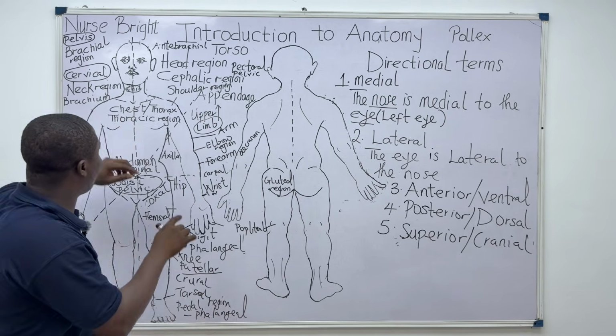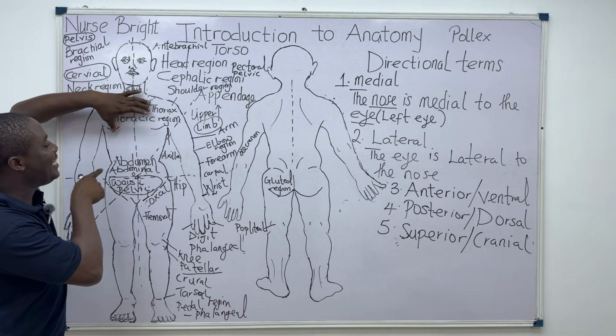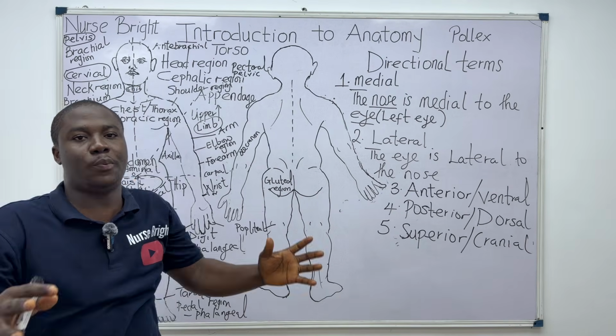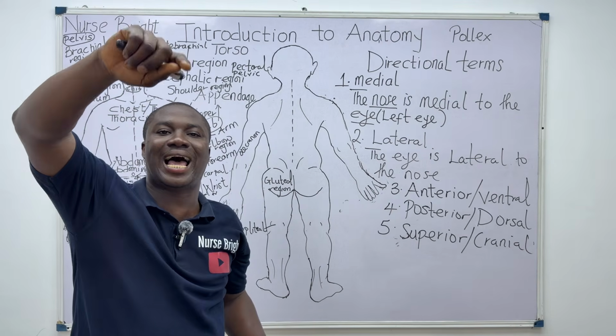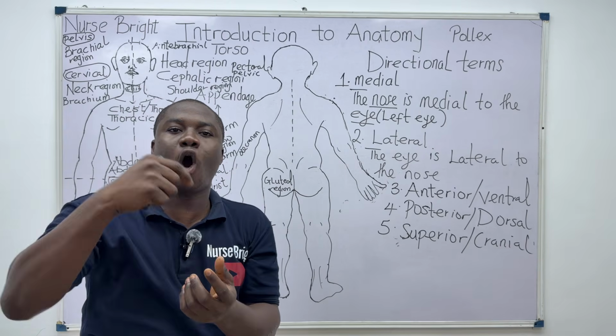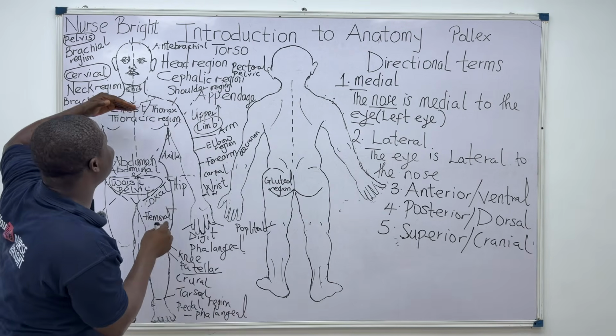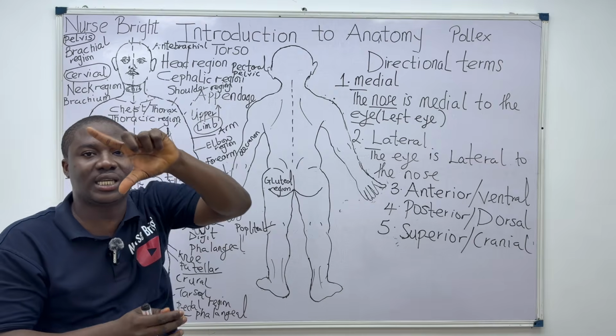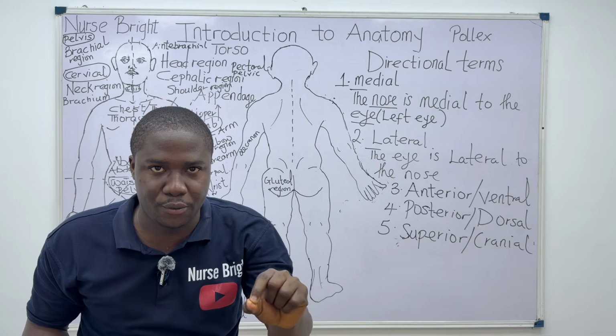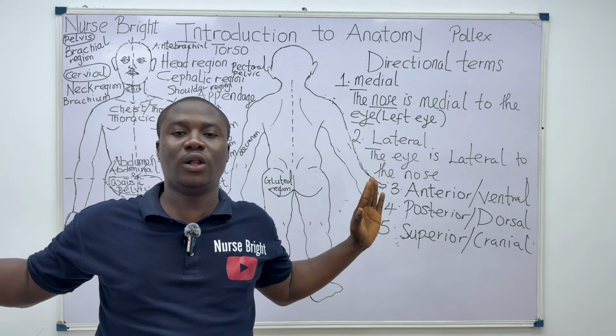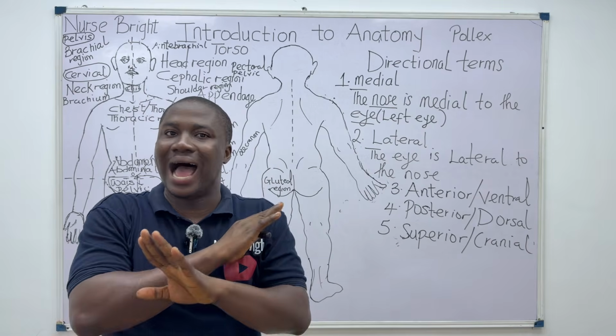Now, moving further, what about the thorax and the abdomen, which is more superior to each other? Please provide the answer in the comment section. Make a correct statement relating the thorax and the abdomen using the directional term superior. Let's see what you can do in the comment section. All these things are very easy. They are not hard at all.